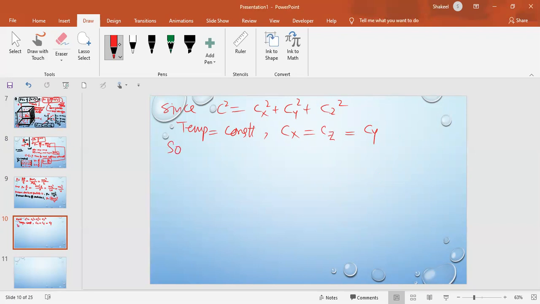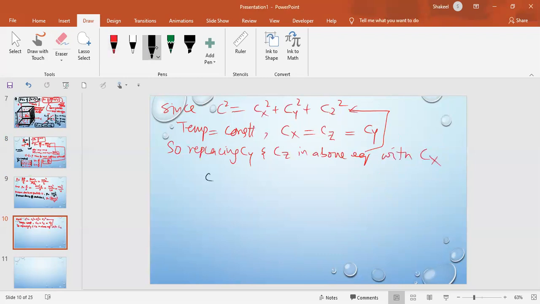So, replacing cy and cz in the above equation with cx, it will all be cx because all the components are equal. So you can replace that, and you will get c square is 3cx square. And from there, cx square is c square by 3.